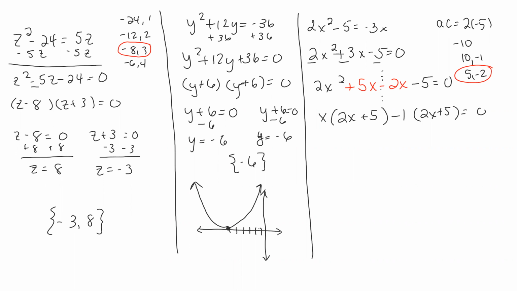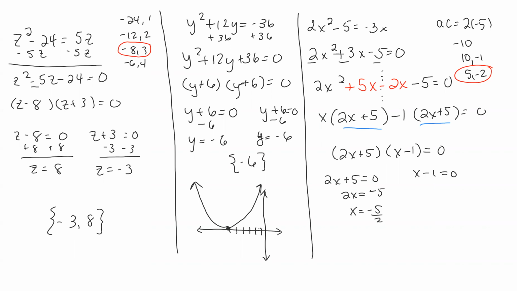Now, the stuff in parentheses matches, so that's my new GCF. So I've got 2x plus 5. And when I factor that out, I'm left with x minus 1, still equal to 0. So 2x plus 5 equals 0. X minus 1 equals 0. So here, with 2x plus 5, I would subtract 5 from both sides. And then I would divide by 2. And then x minus 1, I just add 1 to both sides. So I get x equals 1. So the solutions that satisfy the equation 2x squared minus 5 equals -3x would be -5 halves and 1. And that's it. All right.